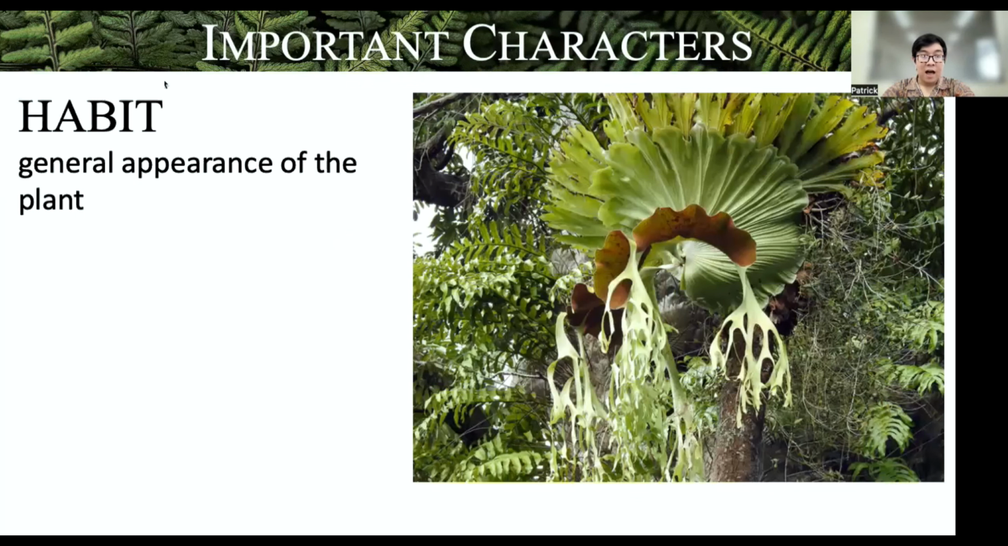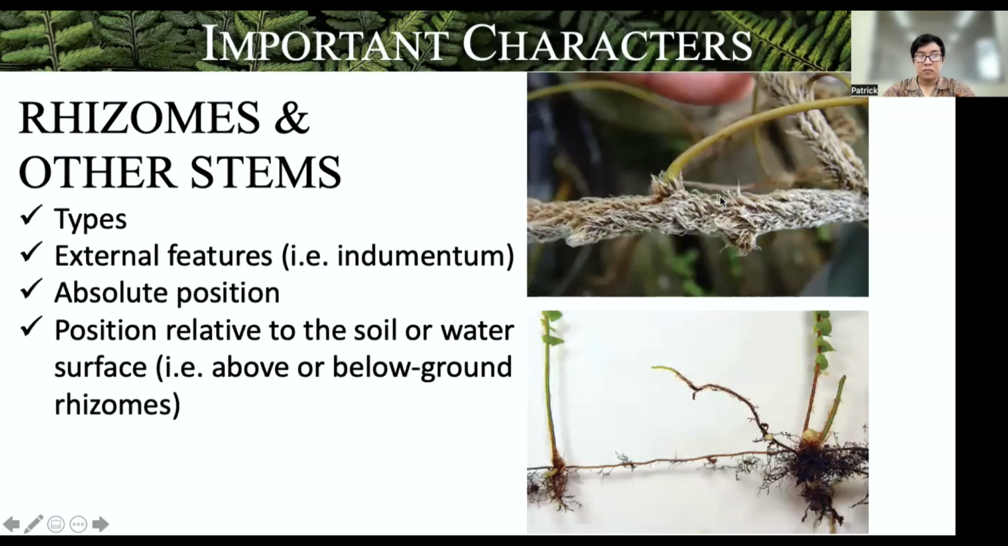So firstly, the habit, which is the general appearance of the plant. So it is the most conspicuous aspect of the organism. So we have this species, Asplenium nidus, which we can describe as having a nidiform habit, meaning it forms a humus-collecting nest, generally made up of modified fronds, as in the species of Drynaria and, of course, Platycerium.